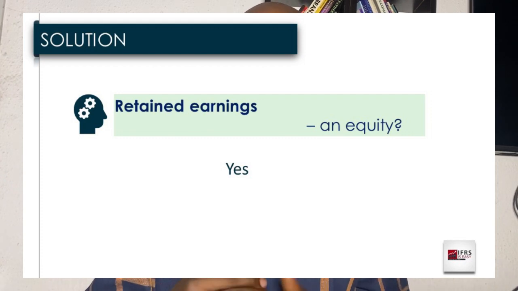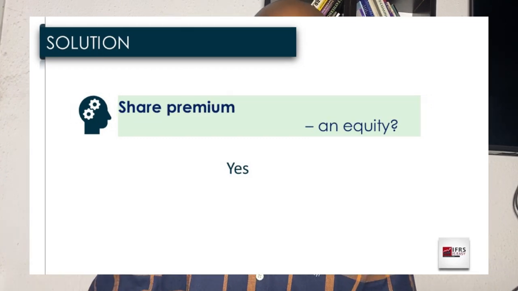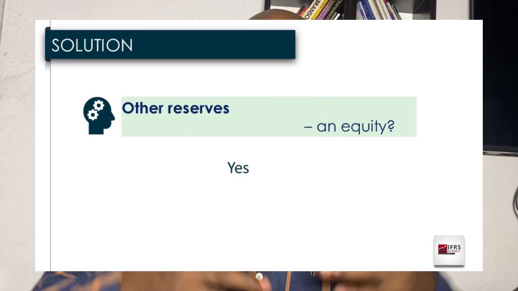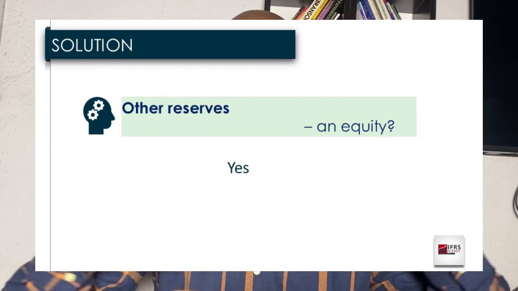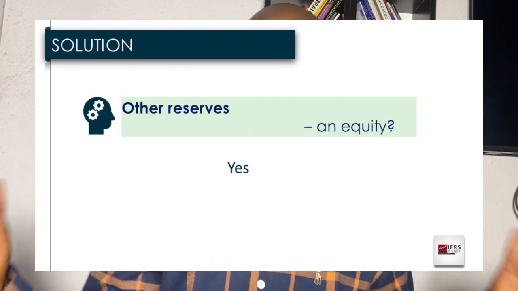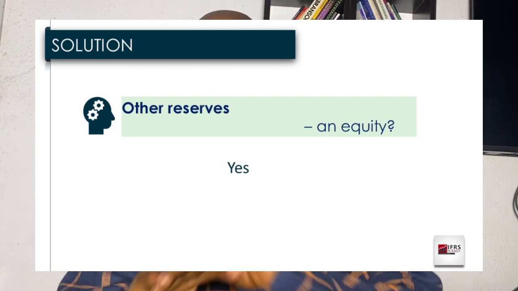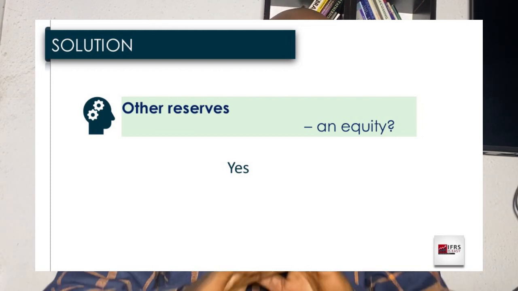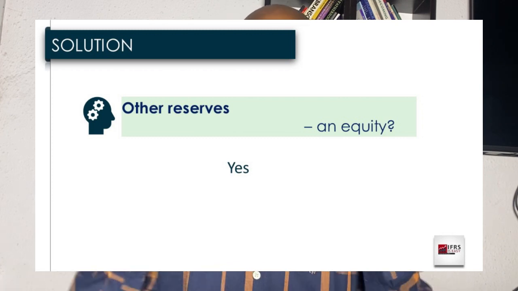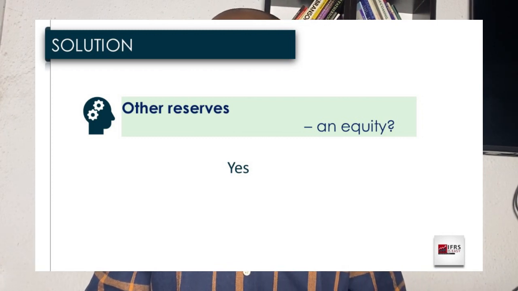Your share premium as well. When you sell your shares at a premium, that is at an amount higher than its market value, you also have equity in that. Other reserves are as a result of other items that come into play from your other comprehensive income that form part of your reserves that are not shared or not distributed to your shareholders. It also forms part of your equity.